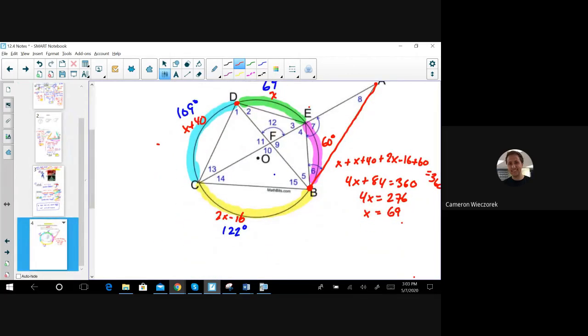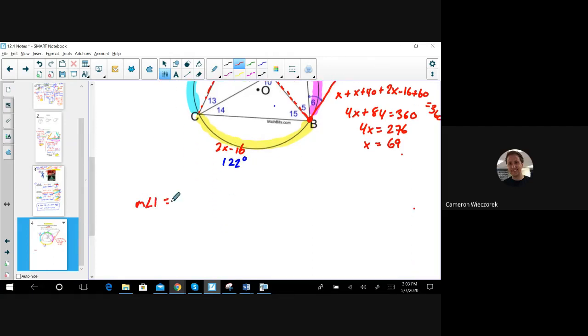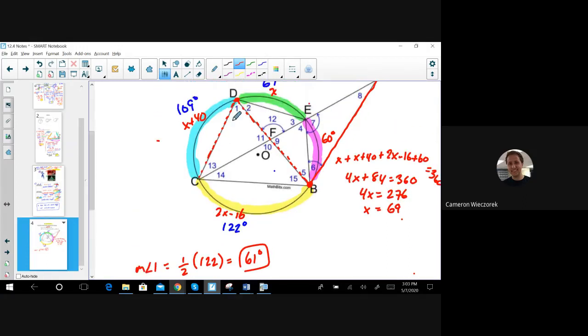I'm going to locate the vertex and trace out the chords. One of them ends at C and one of them ends at B. So that intercepted arc is 122. Since angle 1 is inscribed in the circle, that means I take the arc measure and divide it by 2. So angle 1 is just going to be half of that intercepted arc, which is CB. Half of 122 would be 61. So I got one angle knocked out for free, 61.